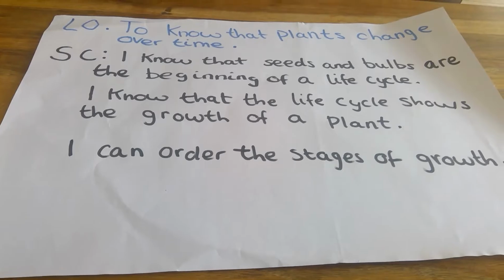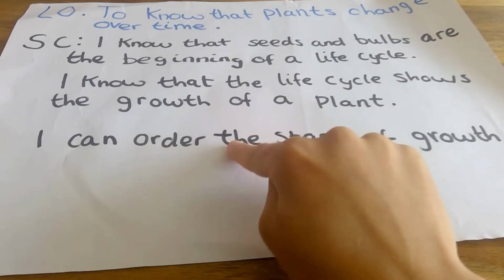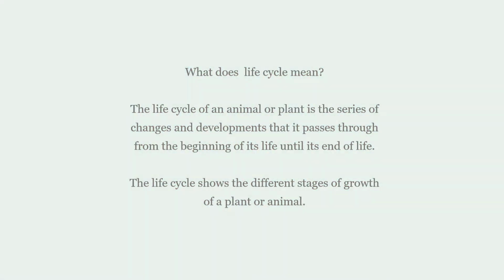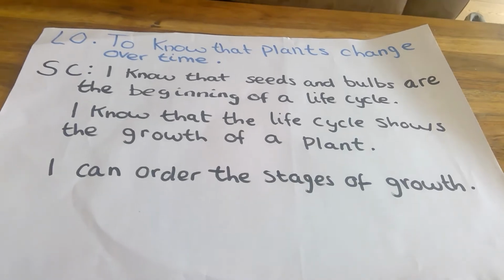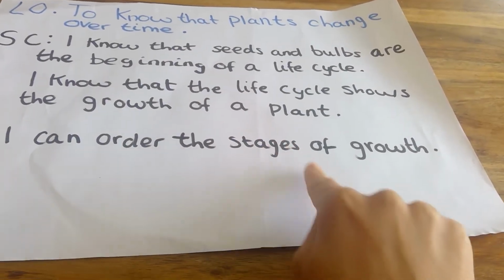Now, if I look at my success criteria number 2, I know that the life cycle shows the growth of a plant. From the research, I have found out that the life cycle of an animal or a plant is a series of changes and developments that it passes through from the beginning of its life until the end. I've also found out the life cycle shows the different stages of growth of a plant or animal. Now, if I look at the last success criteria, I can order the stages of growth.